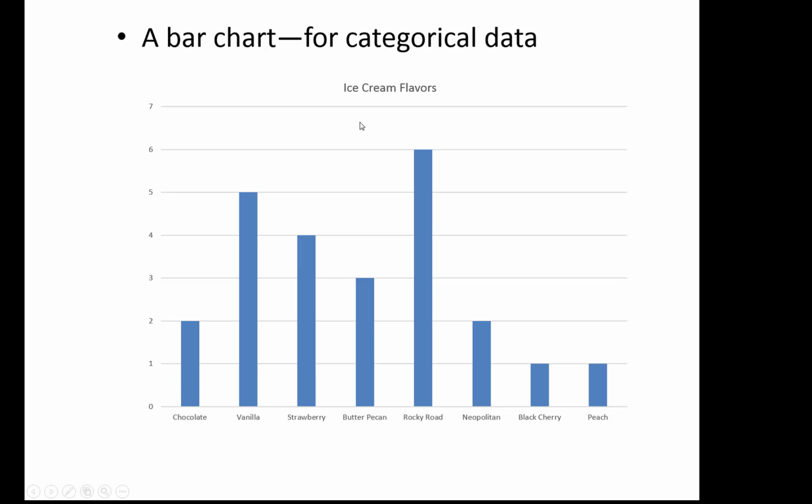So this is a bar chart. Notice there are spaces between the bars, and it's just one variable. That is the preferences for ice cream flavors, and on the horizontal axis we have each of the flavors, and on the vertical axis we have the number of people preferring those flavors.